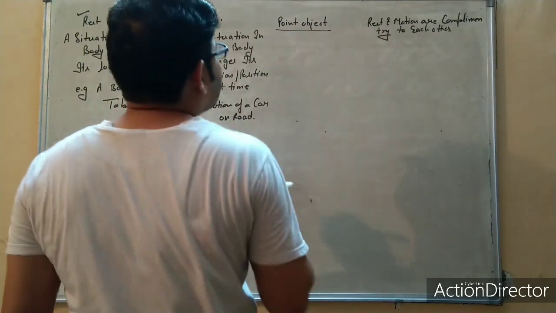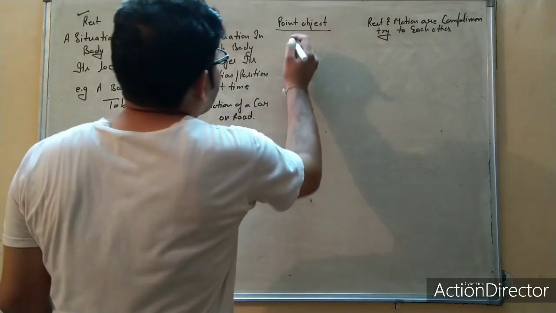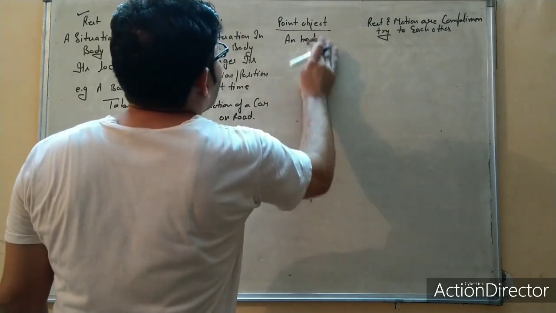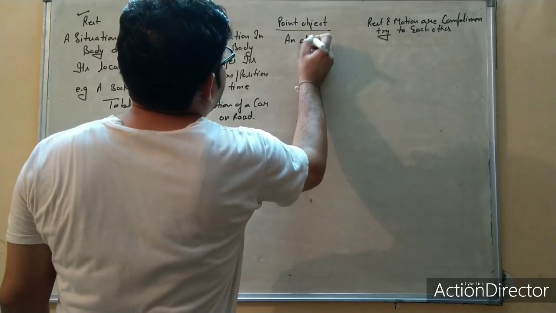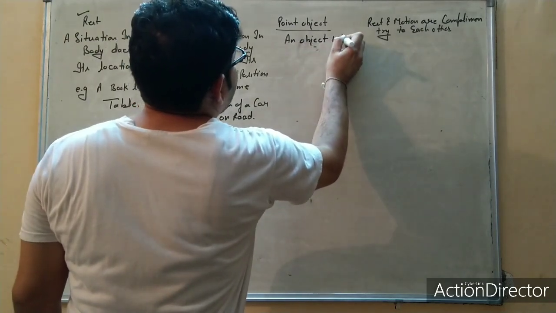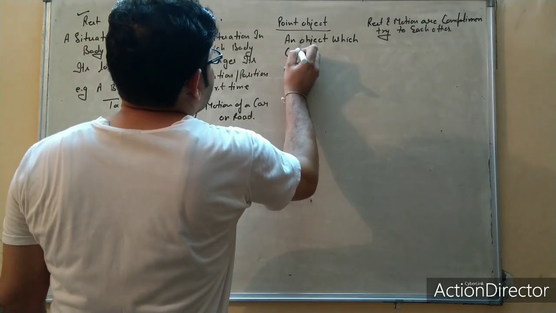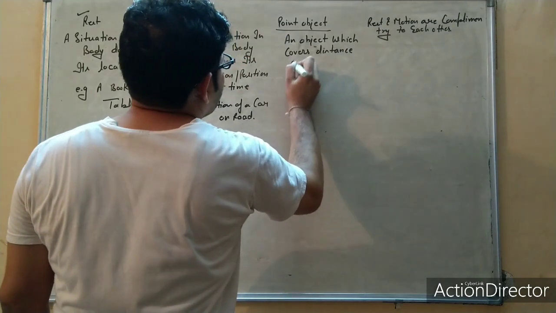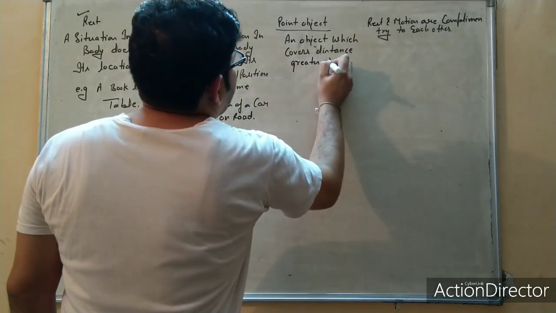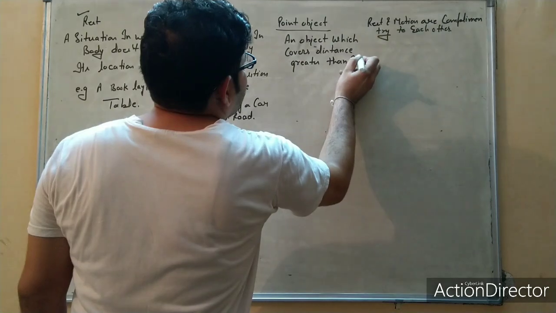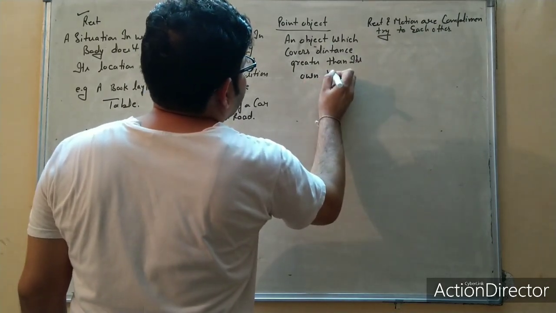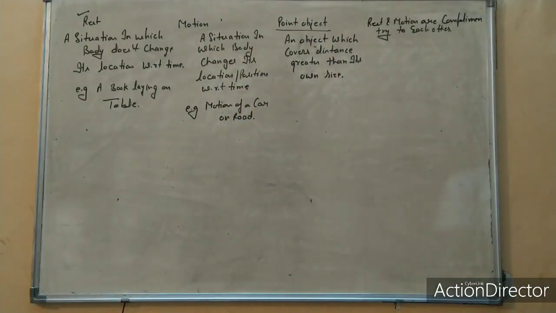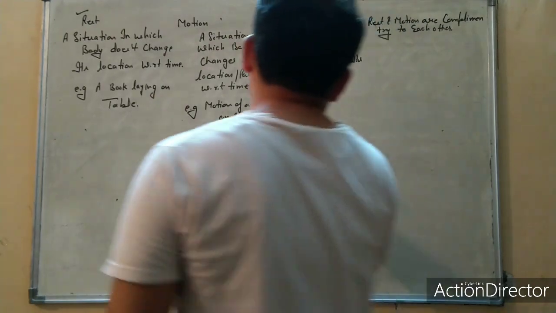So point object, we will write like that: any body, any object which covers distance greater than its own size. जो अपने आकार से ज्यादा दूरी ट्रैवलिंग करेगा उसी को बोला जाएगा पॉइंट ऑब्जेक्ट.